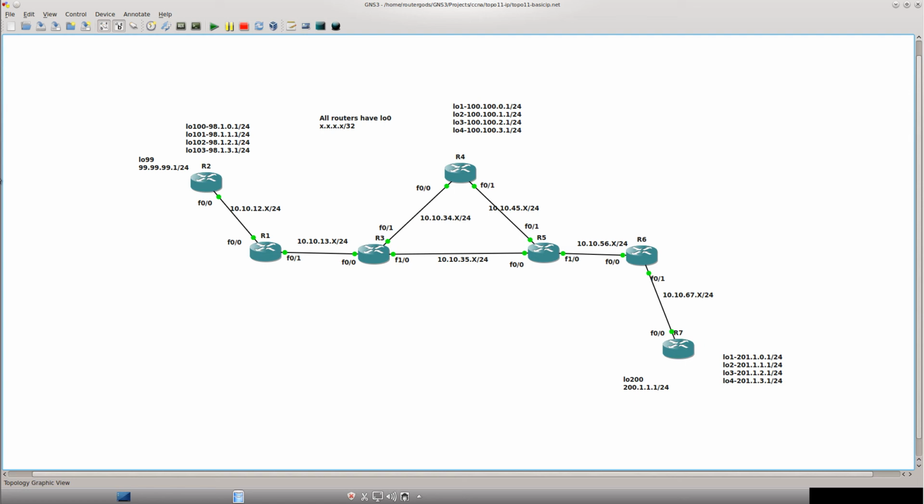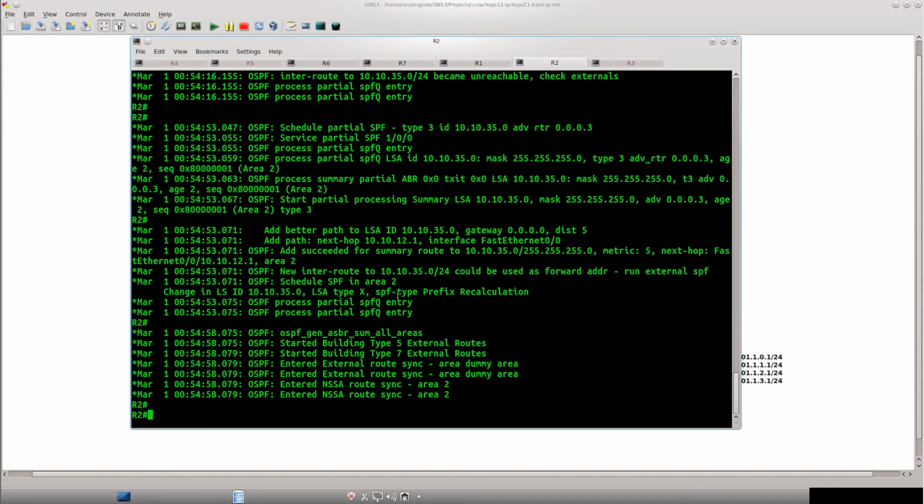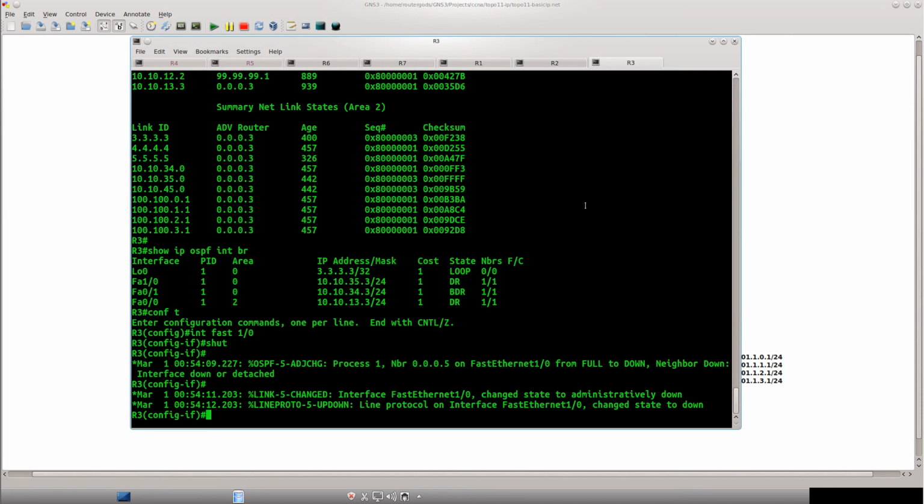So let's raise that link back up. We'll go to R3 fast 10. Make sure you're on the right device and do a no shut.